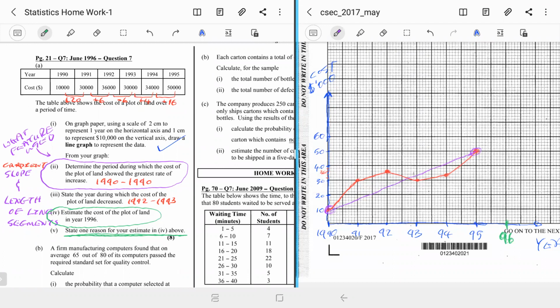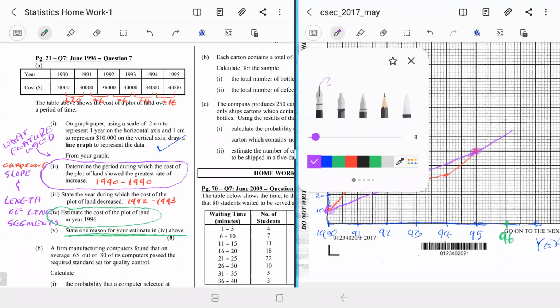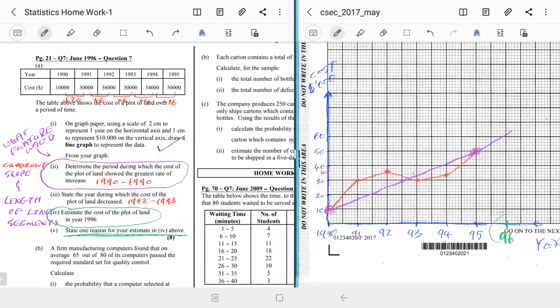Listen to me carefully, you know. After you draw that line, you extend that line up for one more year. And therefore, you expect that in 1996, your sales will be somewhere around here. Then you read that value off the graph over here. Because I'm not using a ruler, I'm going to show you also how you can do it by calculation.